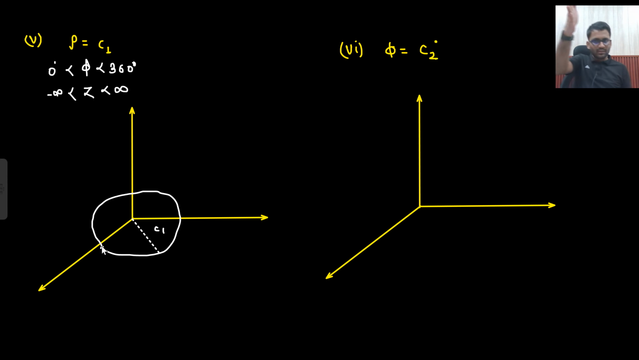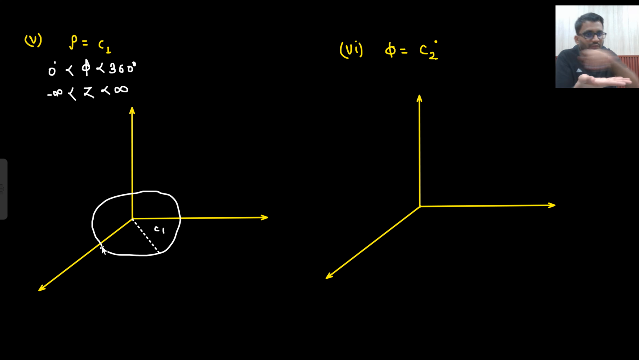Right? C1 is fixed. Phi can take 0 to 360 degrees. That means it will make a circle. From 0 to 360 degrees it will go. It will make a circle. Z can take any value from minus infinity to infinity. So here Z was 0. 1, 2, 3, 4, any value it can take.